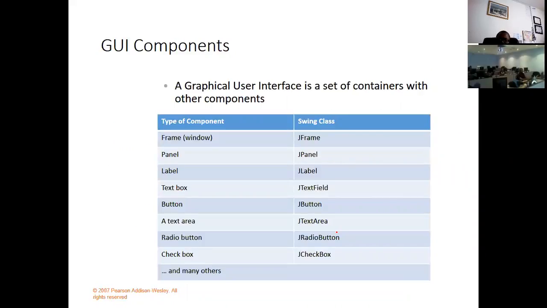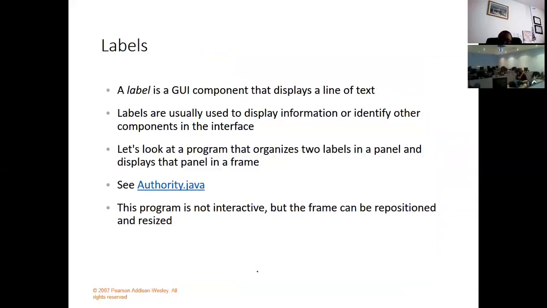All right, in general, a graphical user interface is a set of containers with other components, and here are some examples of the components. We have a frame, we have JPanel, JLabel, text field, button, text area, radio button, and checkbox. There are many, many others, but those are the ones that we're going to start off with. And then I'm sure you will go and explore and learn of the others. So let's take each of them by themselves and talk a little bit about them, and then we're going to put them together and show you how they can build you a fairly simple GUI.